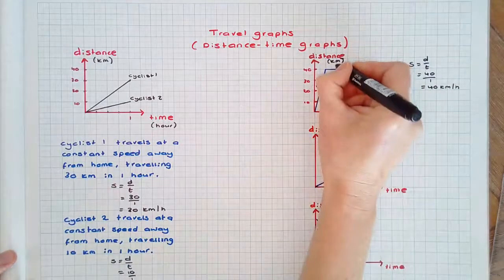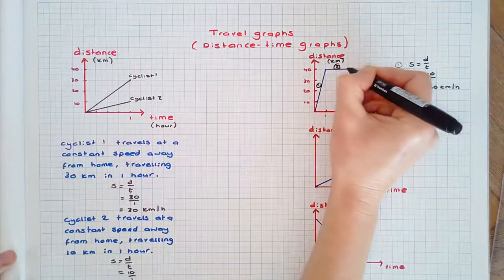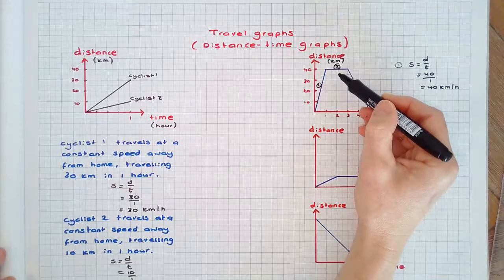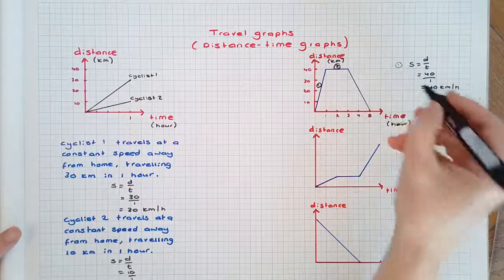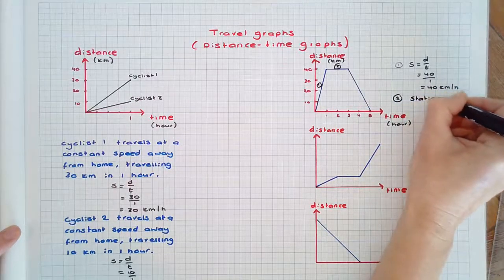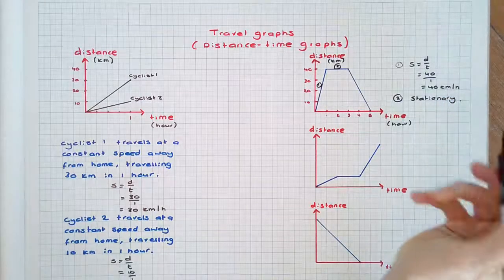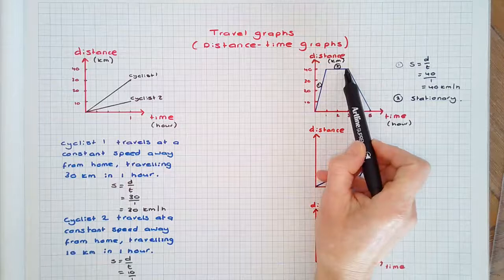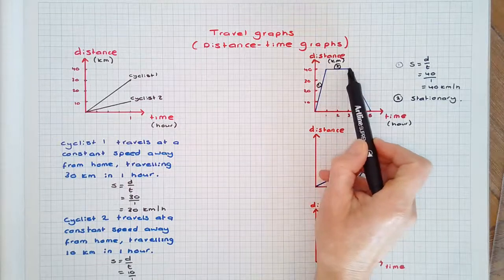For the next 2 hours, at the second section of the graph, the cyclist is stationary. That is, the cyclist does not travel any distance while visiting her friend. A stationary object, or an object at rest, is always represented as a horizontal line. There's no change in distance with time.